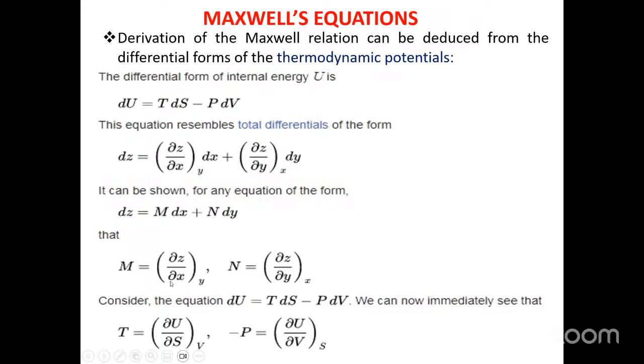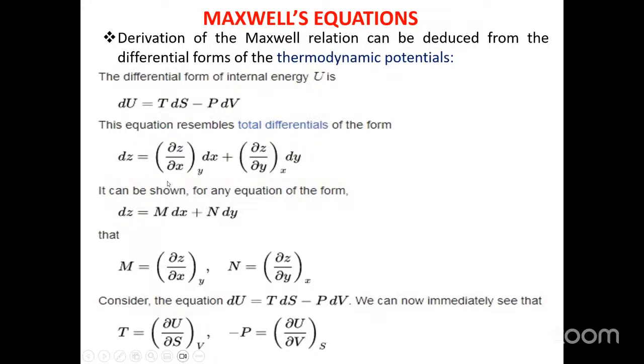So for example, consider this equation: dU is equal to TdS minus PdV. ఇంటర్నల్ ఎనర్జీకి ఈక్వేషన్ చెప్పండి అంటేనే మీకు నిద్రలో కూడా you have to tell dU is equal to TdS minus PdV. Okay, we can now immediately see that T is equal to, మీరు అబ్జర్వ్ చేయండి: M is dou z by dou x suffix y, N is dou z by dou y suffix x. T we are taking in the place of M: dou U by dou S suffix V, minus of P, ఇక్కడ ఇదే ఫామ్ రాస్తున్నా, నేను కొత్తగా రాయట్లేదు.